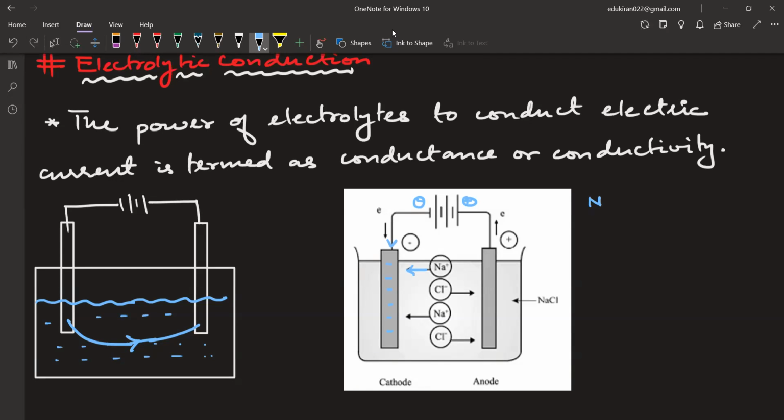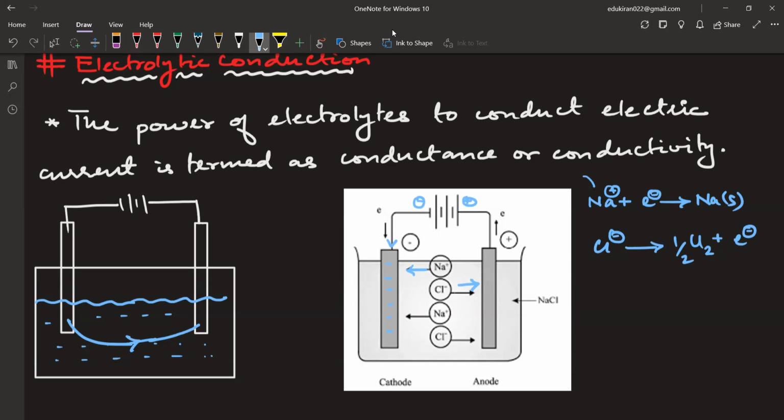Na plus will be going here and what will it find? Na plus will find an electron and it will decompose into Na solid. Is that right? Correct? Similarly, Cl negative will go in the opposite direction, and what will it do? Cl negative will go to this particular electrode, and it will give you half Cl2, a gas that will be popping, plus an electron. Okay, so this is how the conductance happens.